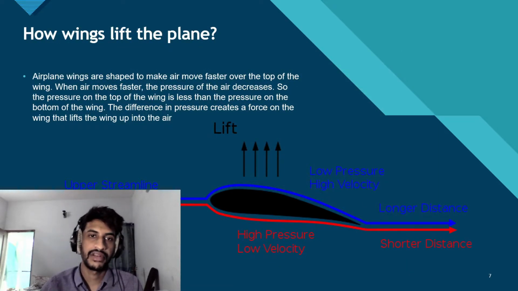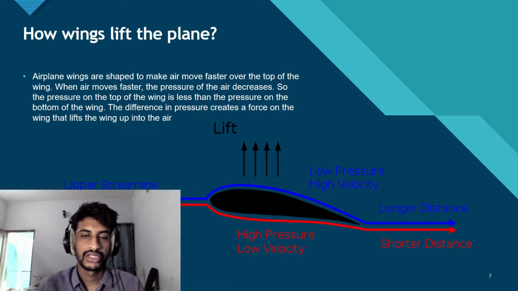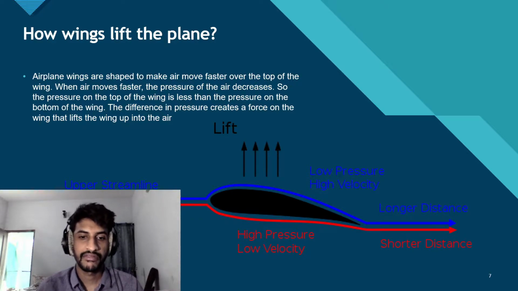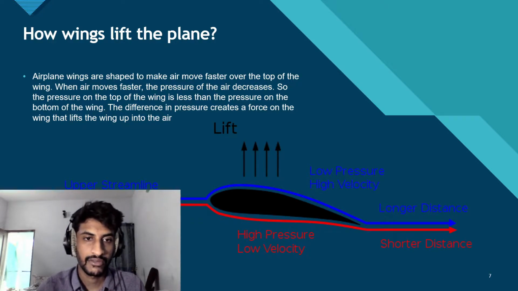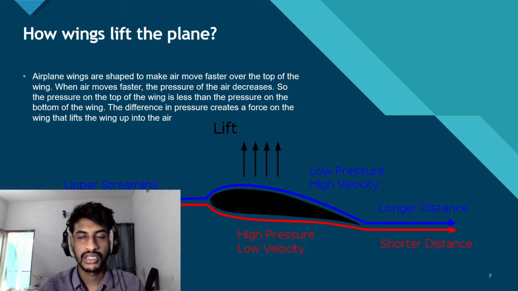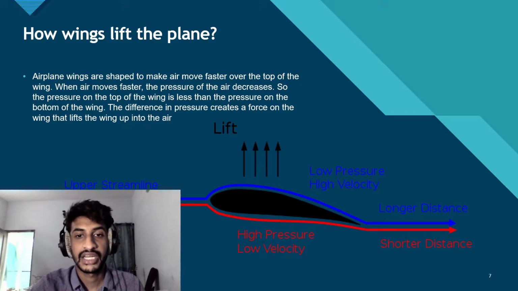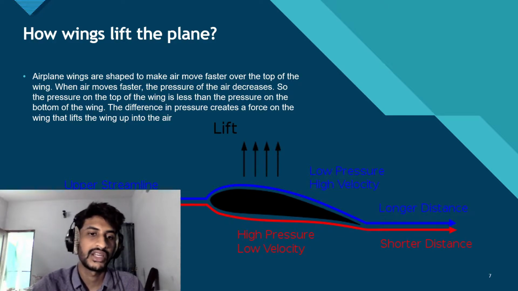Now, how do wings of an airplane generate lift? The geometry of an airplane wing is designed in such a way that the air on top of the wing moves faster than the air at the bottom of the wing. As the air moves fast at the top of the wing, the pressure of the air decreases. So if you compare the pressure on top and bottom of the wing, there is a pressure difference between the two areas. This pressure difference creates a force on the wing that lifts the wing into the air.